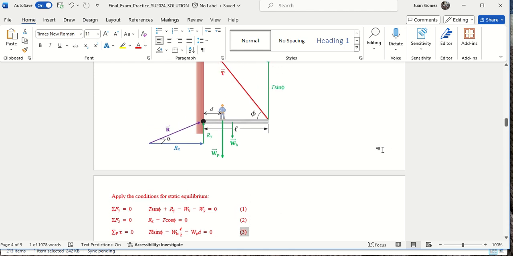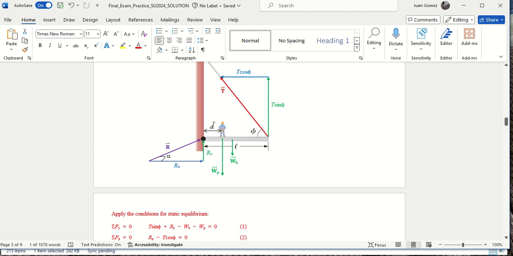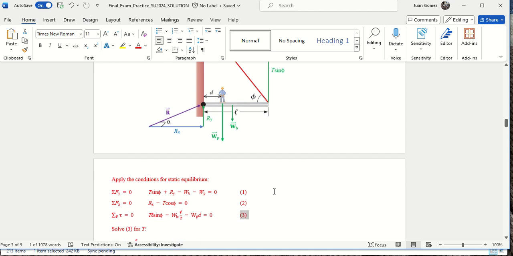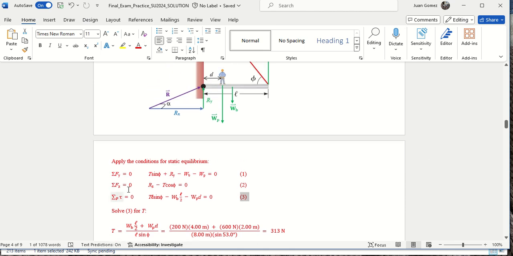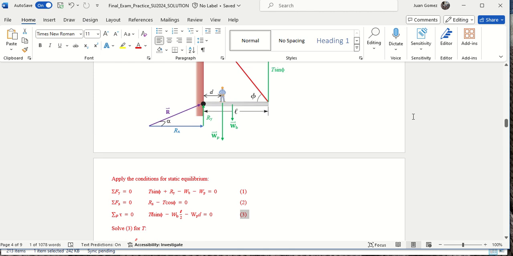Well, let's look at the sum of the forces in the y direction. That's the green. There's 4 of them. T sine phi and Ry are positive. The two weights, WB and WP, are negative. Add them up: T sine phi plus Ry minus WB minus WP equals 0. It's equation 1.